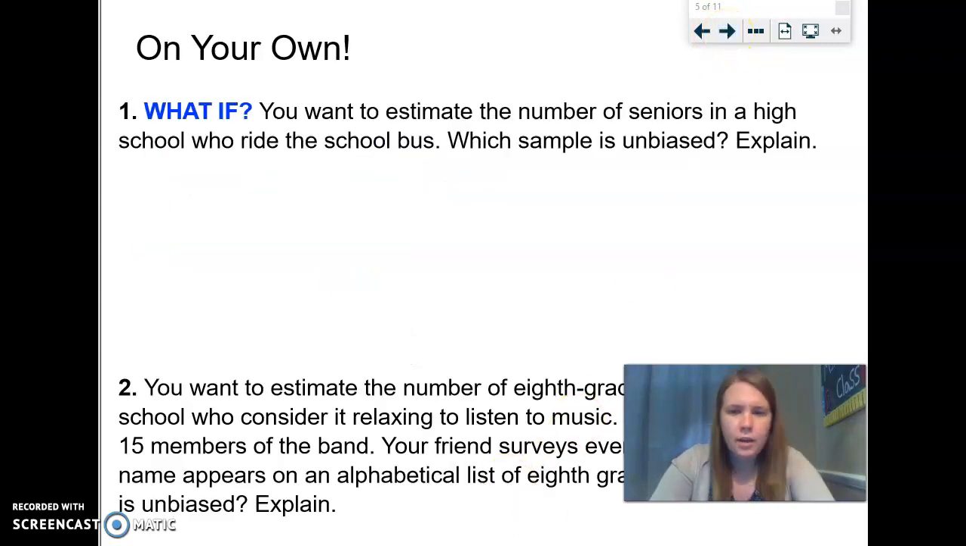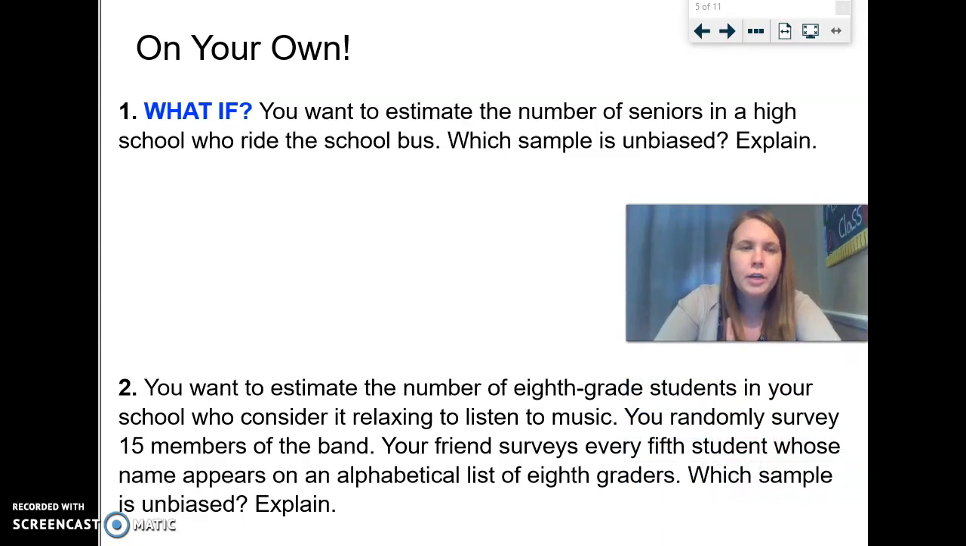All right. So here's an on your own part that I want you to try and do. Number 1 says, what if you want to estimate the number of seniors in high school who ride the bus? Which option would you pick then? If you want to go back and look at those, A, B, C, or D. And number 2 says you want to estimate the number of 8th grade students in your school who consider it relaxing to listen to music. You randomly survey 15 members of the band. Your friend surveys 15 students whose names appear in an alphabetical list of 8th graders. Which sample would be unbiased, yours or your friend's?